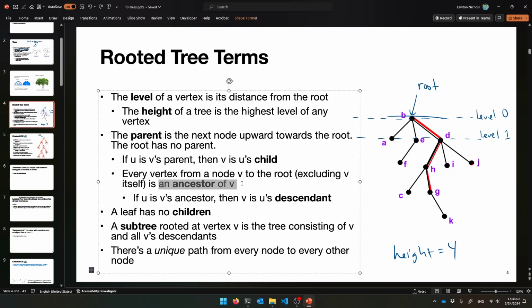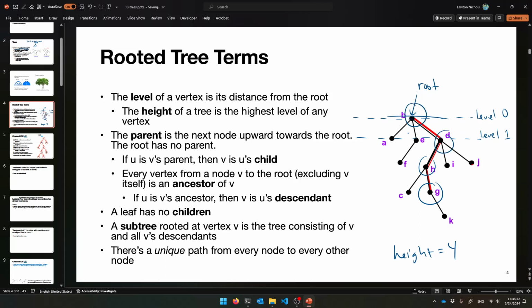You can talk about ancestors now. It's like, all right, G has a bunch of ancestors. It has H as an ancestor. This is parent. D is like its grandparent, so it's an ancestor. B is its great-grandparent, so it's also an ancestor. See that? That's like the idea.